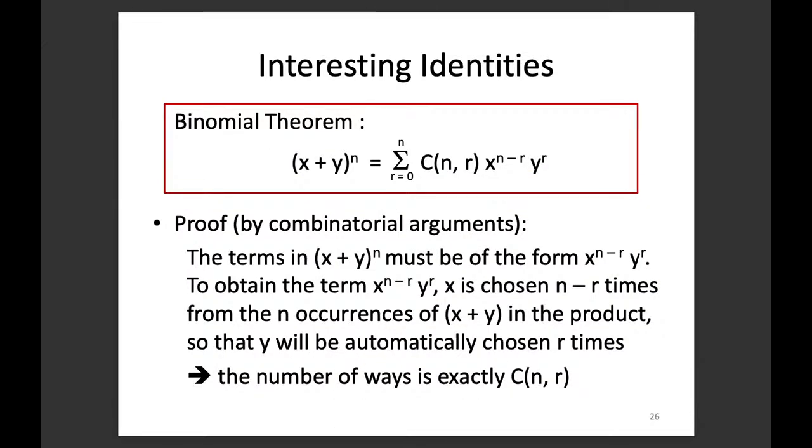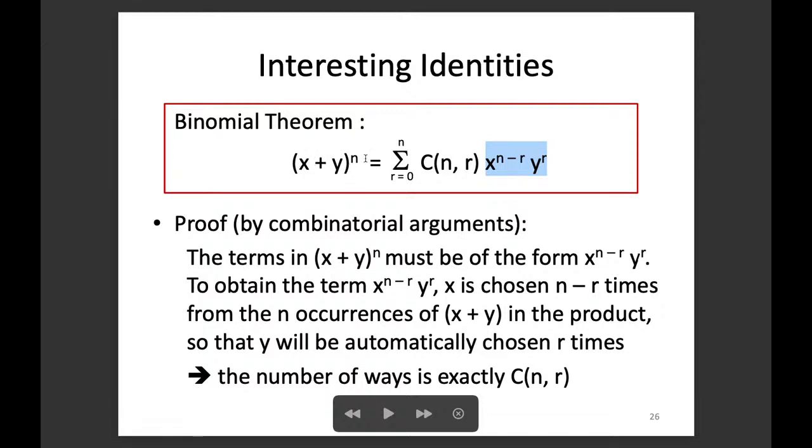And the next one is the binomial theorem. So the binomial theorem is for a positive integer n, let's say, (x plus y) to the power n can be expressed as the summation of a lot of terms. Each of the terms is of the form x to the power n minus r times y to the power r. But how many of them? For this particular case, there are n choose r of them. So why is it true?